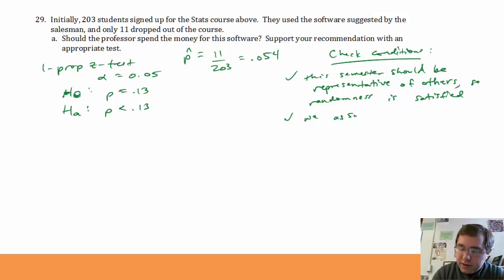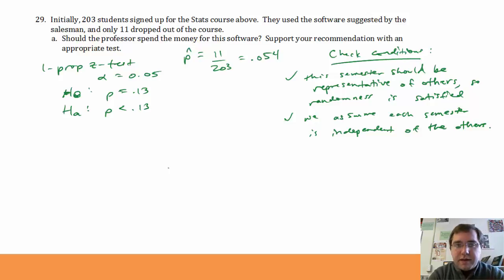Next condition, we assume each semester of students is independent of the other semesters of students. That this sample has independence with the rest of the population.